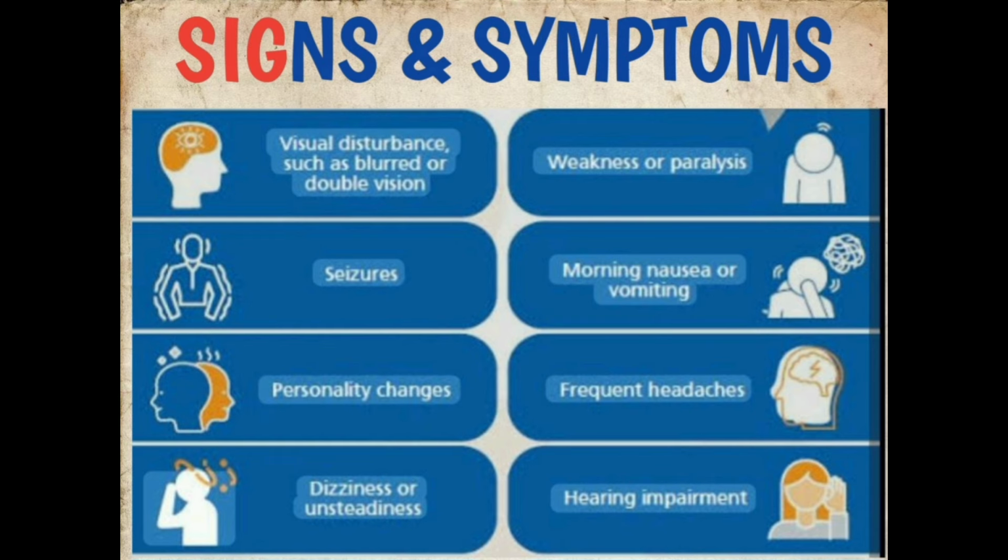The signs and symptoms. This diagram depicts it all. You can see visual disturbance such as blurred or double vision, weakness or paralysis. It affects even the morning, creating nausea. The other common effect is the seizure that is experienced. It could look like seizure, but after testing, it could be a result of tumor. The personality changes is also another one. So frequent headache, dizziness, and hearing impairment.